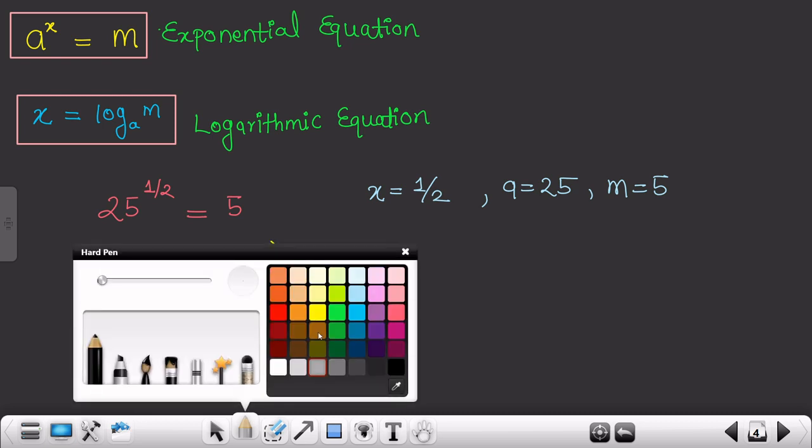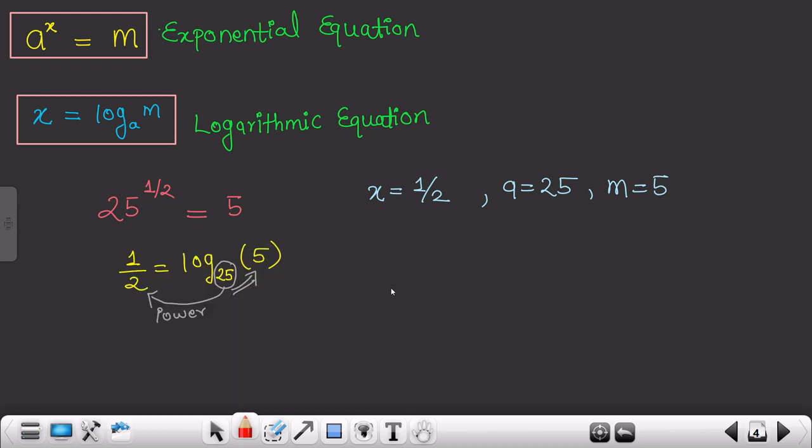We'll see again. By what power we have to raise 25 such that we end up getting the value as 5? We all know the root of 25 is equal to 5. That means this root 25 can be written as 25 raised to half, and thus we get the value of x equal to half. So this is what it means.